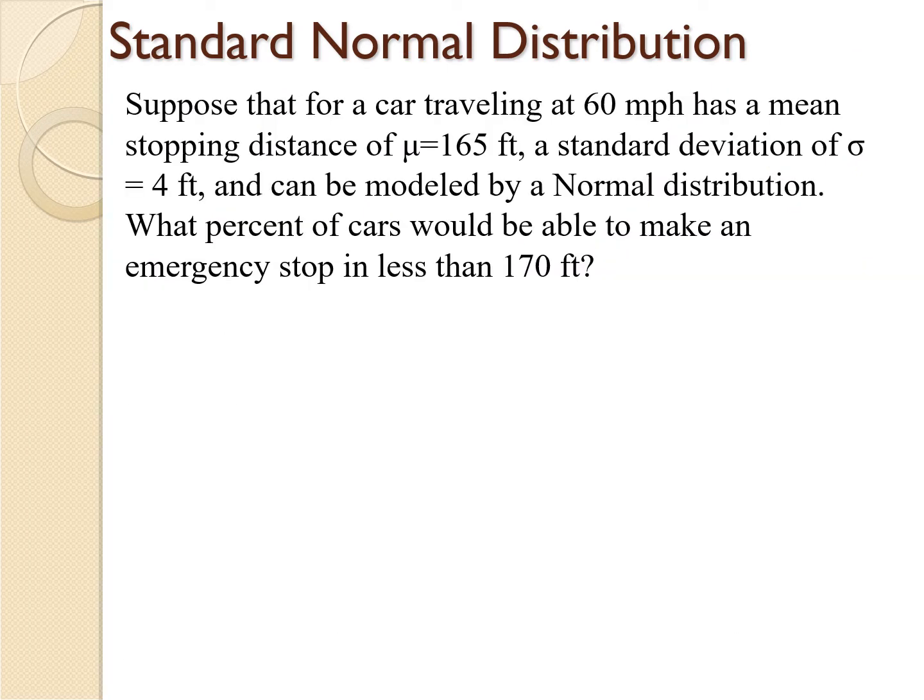All right, let's do another example here. So here we have the distribution for stopping distance of cars traveling at 60 miles per hour. It tells us that they have a mean of 165 feet, a standard deviation of 4 feet, and that the distribution is approximately normal. The question is, what percent of cars would be able to make an emergency stop in less than 170 feet?